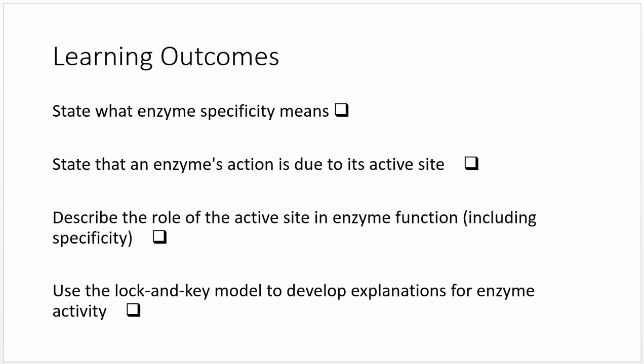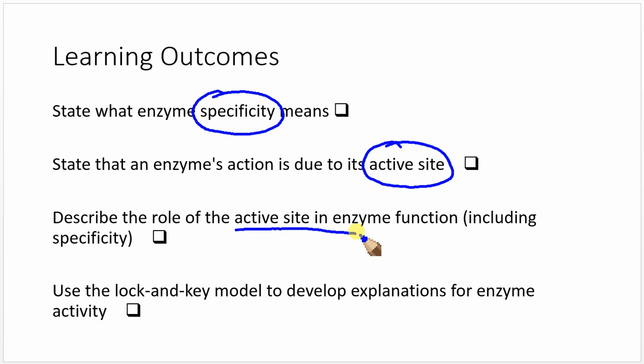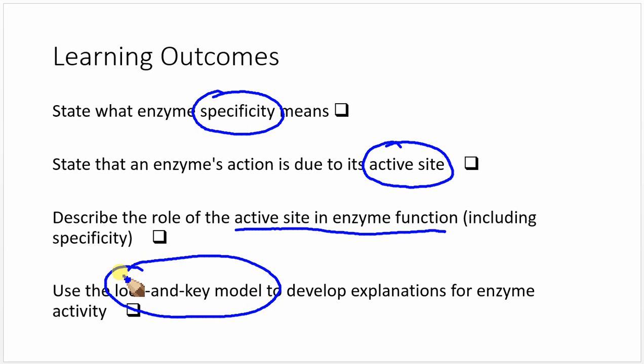This presentation explains enzyme action. We're going to cover a number of the learning outcomes. So we're going to look at enzyme specificity, see what that means. In order to do that, we need to be talking about active sites. We're going to describe the role of the active site in enzyme function. And we're going to look at the lock and key model, which helps us explain how enzymes work.